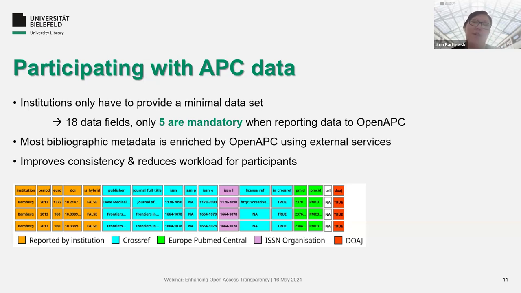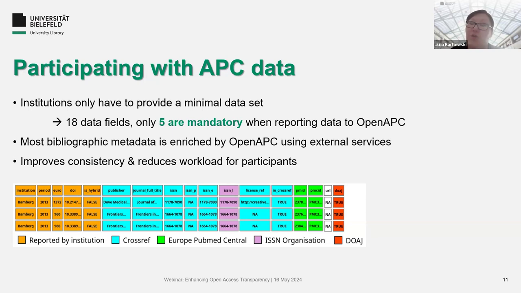Then we also need a period value, which is basically the year in which the APC was paid for. Then, of course, we also need the specific amount. We prefer the amount in euro, but you can also send it to us in other currencies. We can convert it. And then we have a field for DOI. This is the main identifier to obtain all the other bibliographic metadata.